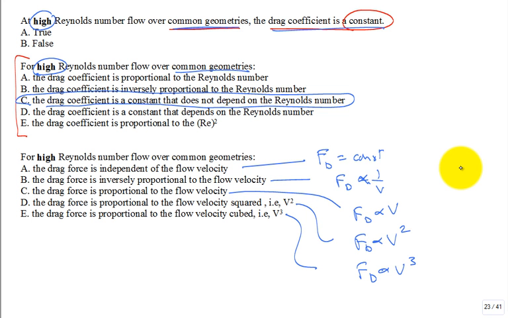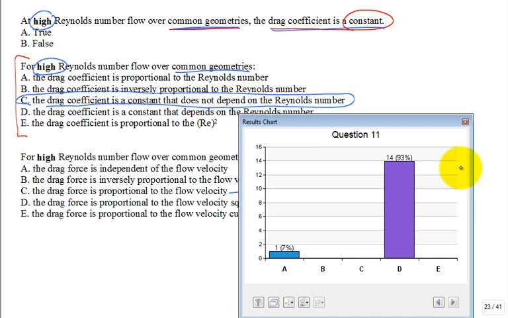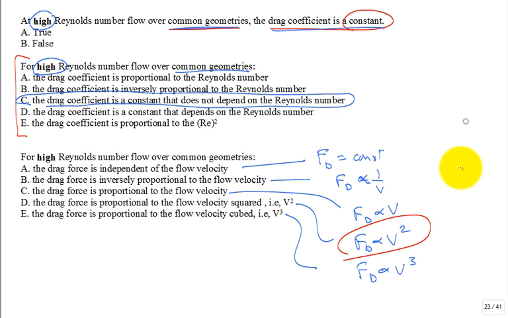Okay. Well, when you have a high Reynolds number, the drag coefficient's constant. And so what happened is the drag is proportional to the velocity pressure. And so D is it. Good job. All right.